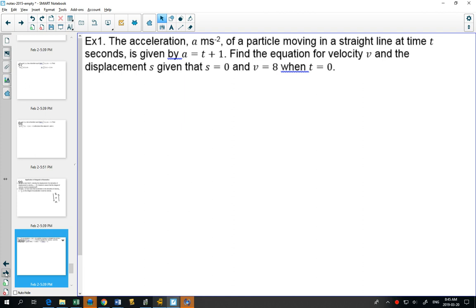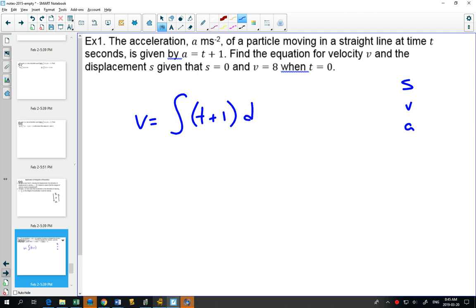So if I want to work backwards from acceleration back to velocity, I'm going to have to integrate. I could write that velocity is going to equal the integral of t plus 1, my acceleration, dt, and that is a really easy integral to figure out. And what do I have to do with an indefinite integral? Plus c.